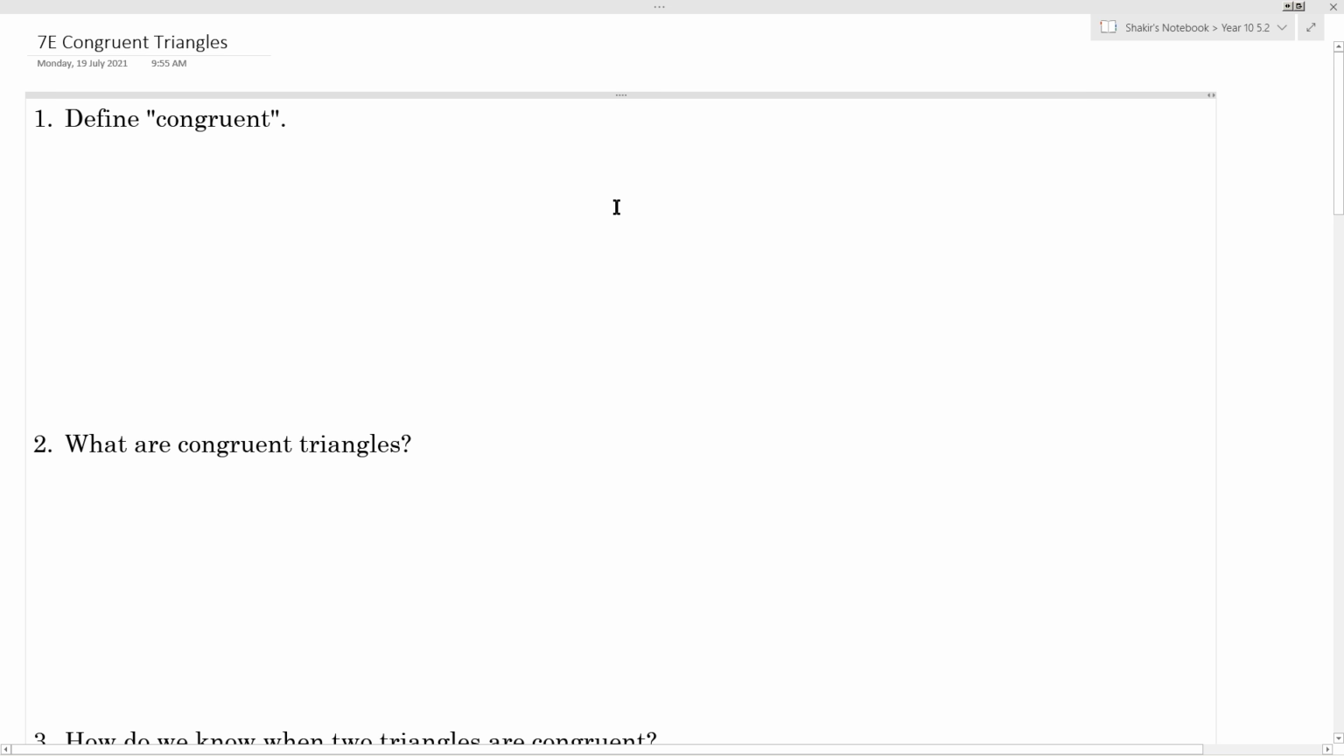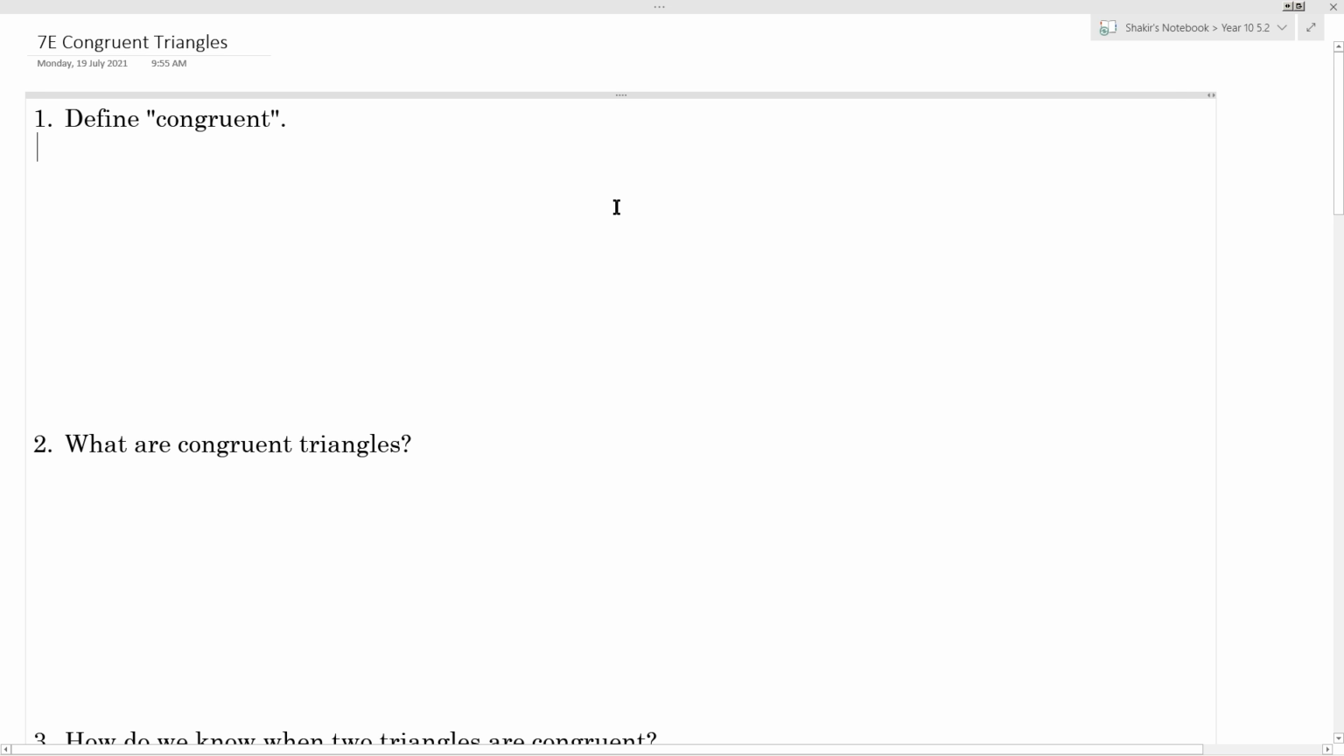Define congruent. What does it mean? What does the word congruent mean? Congruent means identical, the same, particularly the shape and the size. Okay, two figures are congruent if they are identical in shape and size. So what are congruent triangles? Well, they're triangles which are identical in shape and size.